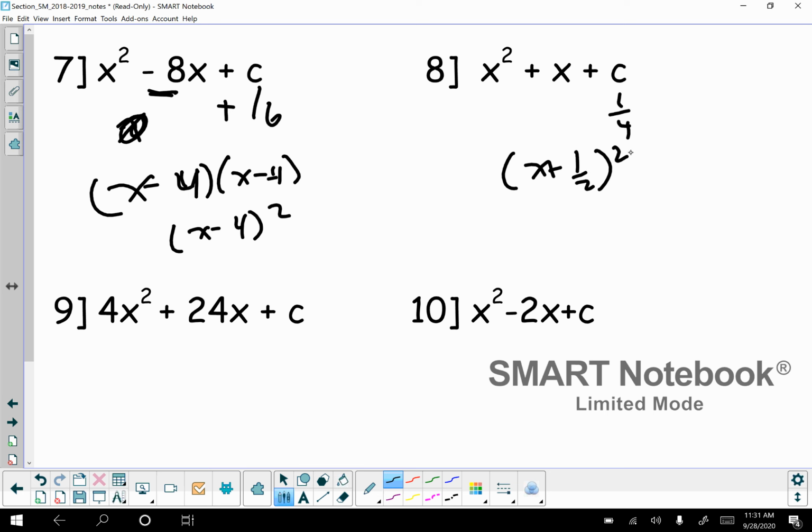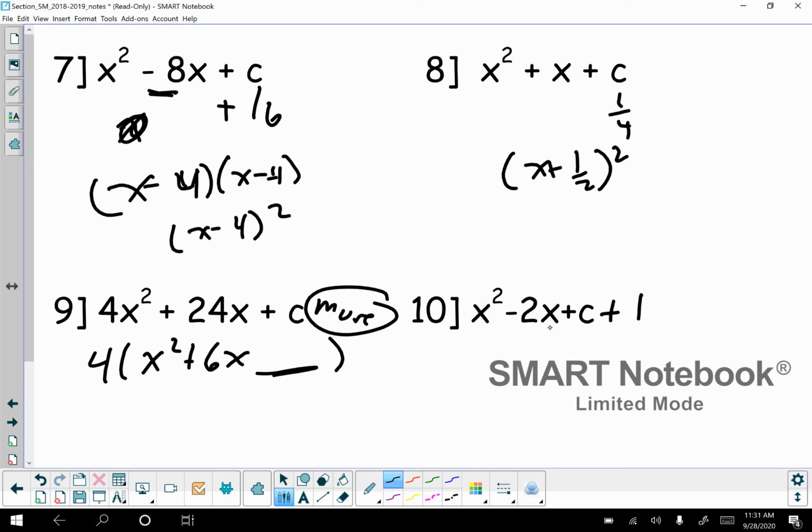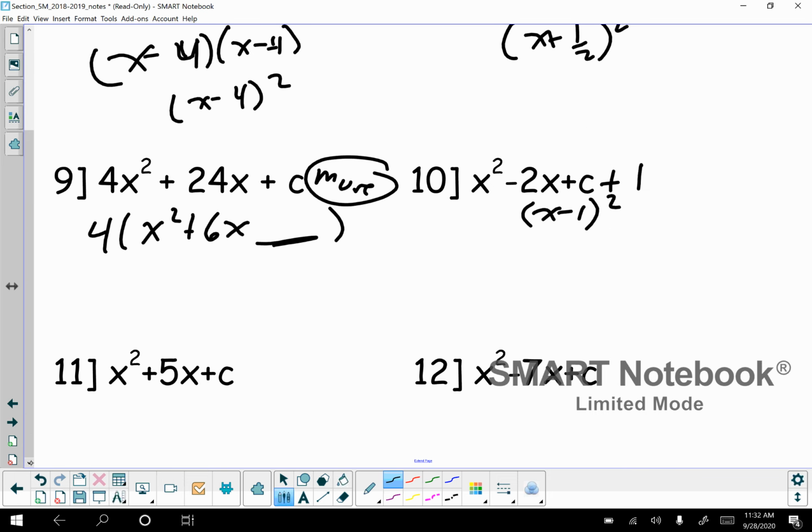And we get to this one. So this is a little bit tougher. So we have to kind of think about doing that. So let's talk about this more in class. Okay. This next one, half of negative 2 is negative 1. Negative 1 squared is 1. So it'd be a plus 1. So this would be x minus 1 quantity squared. And notice that c value is always going to be positive.